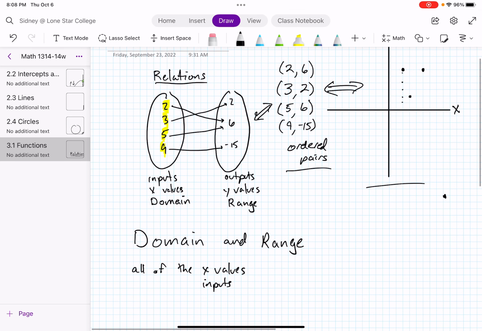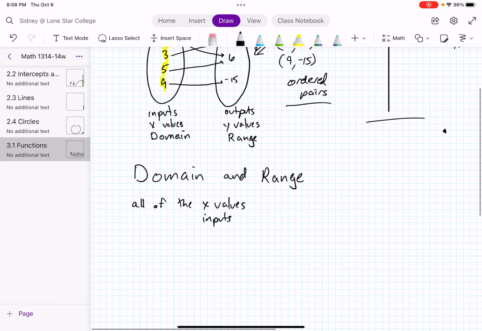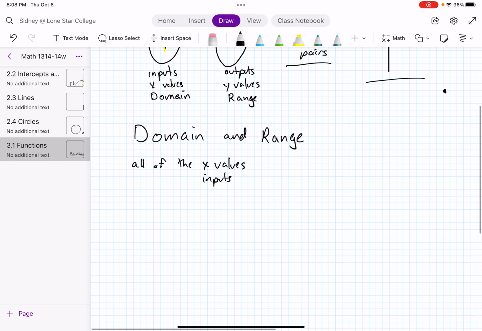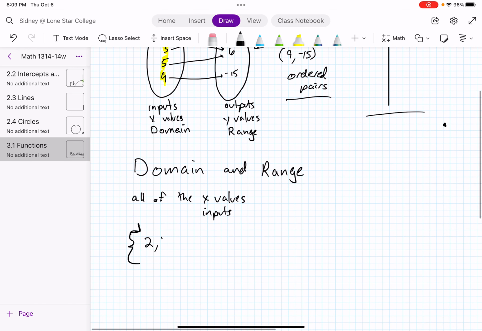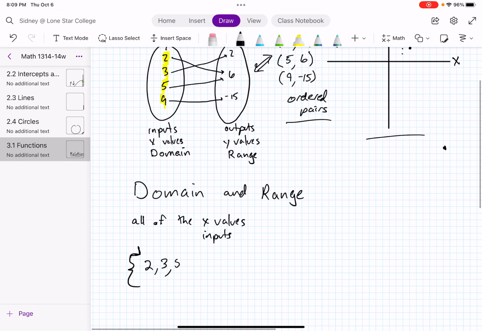And so if you were asked for the domain of this relation up above, the list you would look at would be 2 and 3 and 5 and 9. That is the list. That is the entirety of the x values, the inputs. It is the collection. So this in its entirety is the domain of that relation.